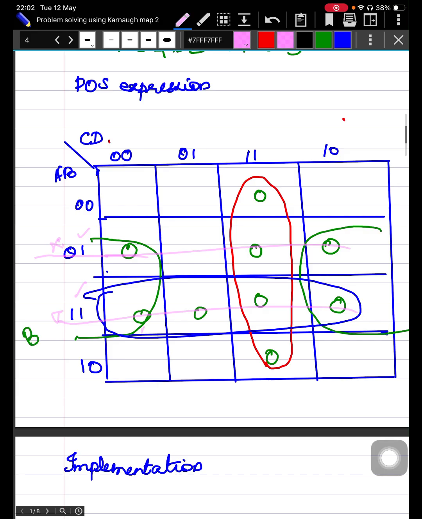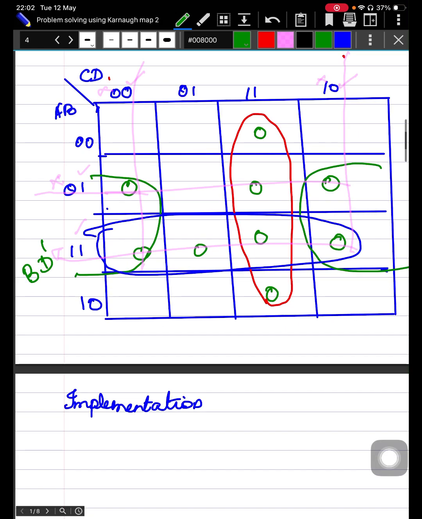And I'll project it column wise here because these are the two columns in which all the four boxes are present, right? So C is not common, whereas D is common. D is 0, so I should take it as BD dash. Sorry, I made a mistake here. I should not take it as BD dash. I should take it as B dash plus D. Am I right? I'll rub it off here because it is a POS term.